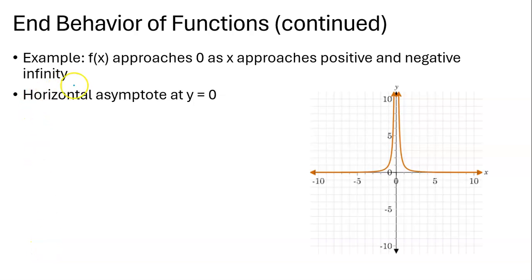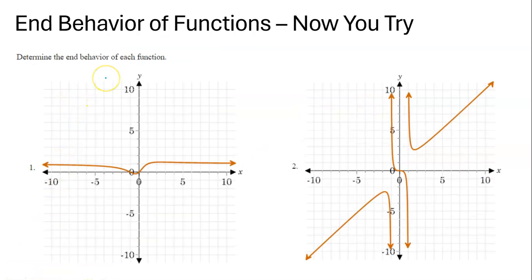Okay. This is another example. We've got f of x approaches 0. See, it's coming to 0. It's approaching 0 as x approaches positive and negative infinity. So as x goes to negative infinity, it's approaching 0, and as x goes to positive infinity, it's going to 0. We have a horizontal asymptote at y equals 0. Probably have a vertical one at x equals 0, but okay, end behavior. Here we go.